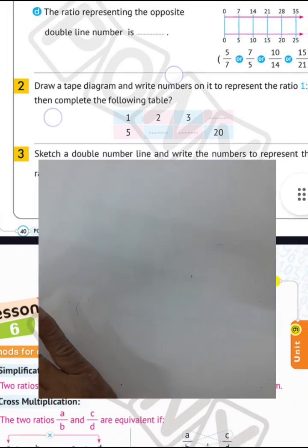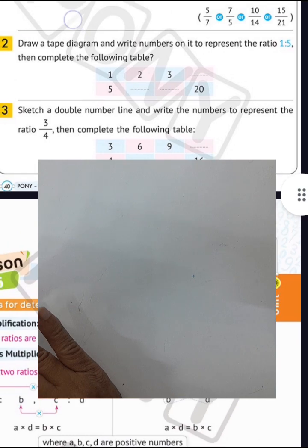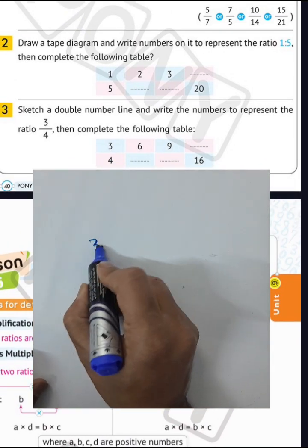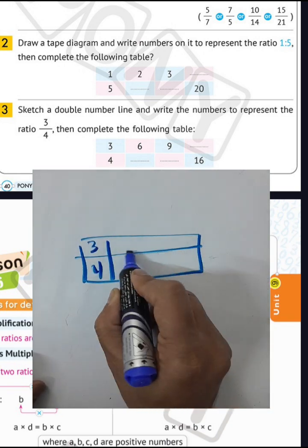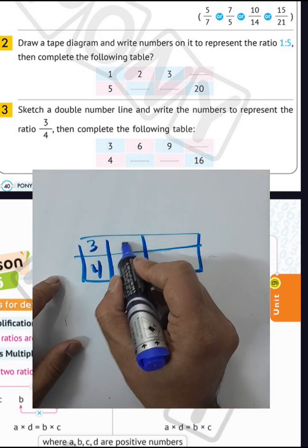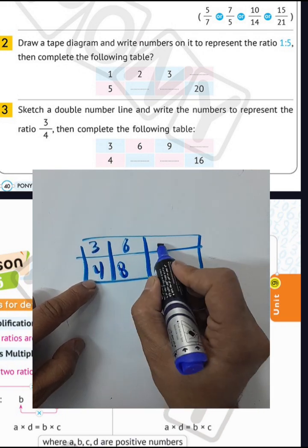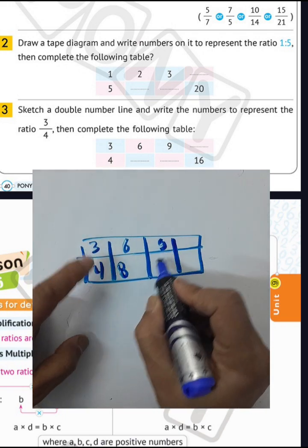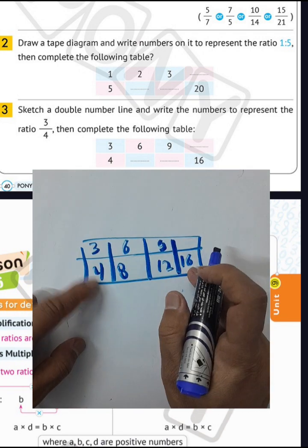Question number 3. Sketch a double number line. We have here 3 over 4. It's very easy to find the result by multiplying. Okay, 3 over 4. We have 6: 3 times 2 equals 6, 2 times 4 equals 8. And we have here 9: 3 times 3 equals 9, 3 times 4 equals 12. And we have here 16: 4 times 4 equals 16, 3 times 4 equals 12.